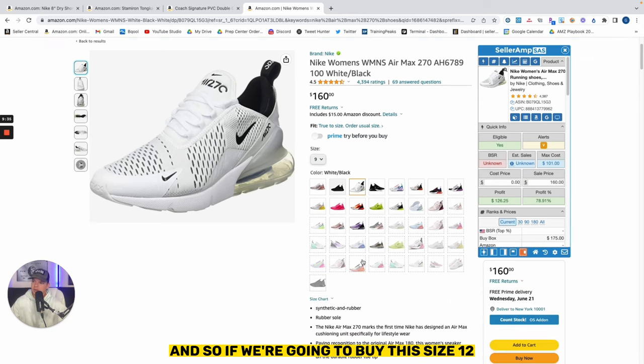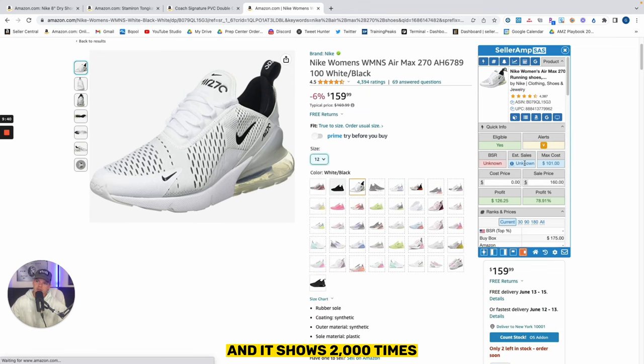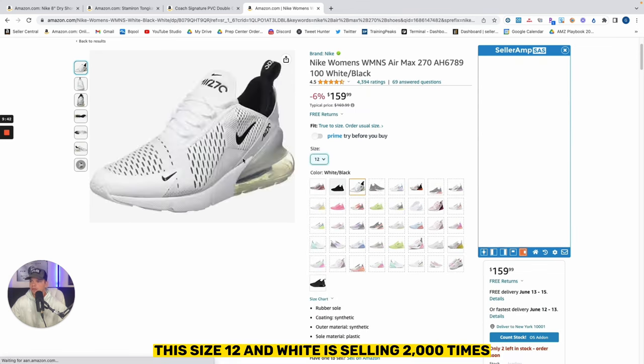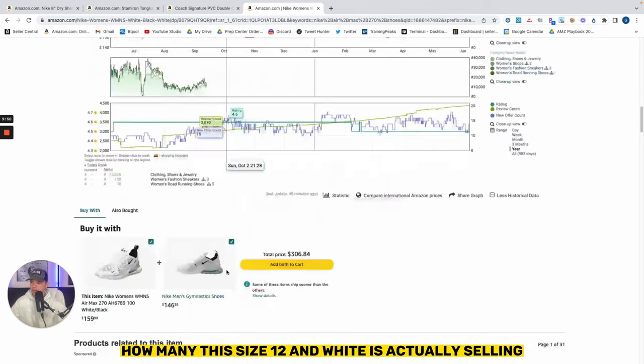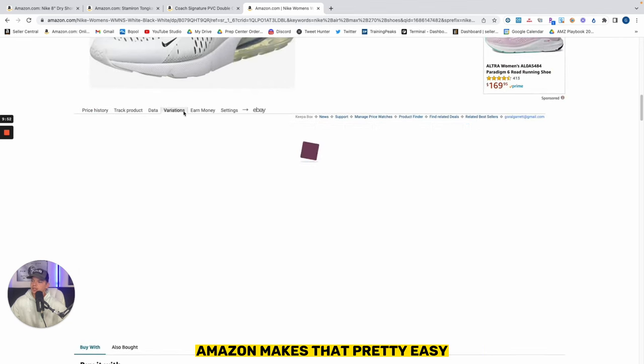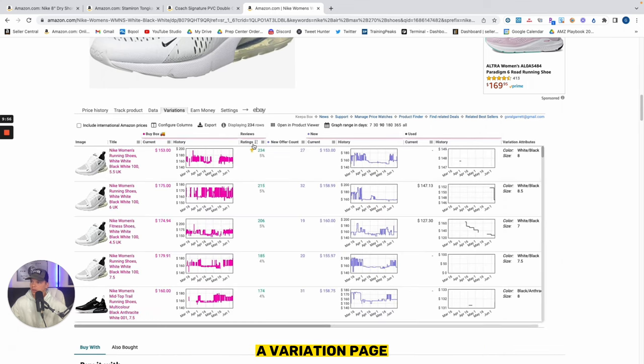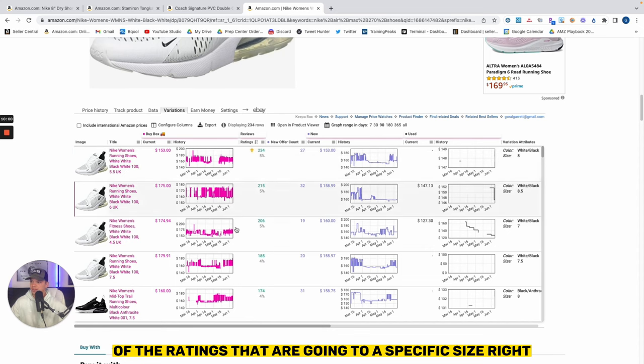And so if we're going to buy this size 12 and it shows 2,000, it doesn't mean this size 12 in white is selling 2,000 times. It means the entire listing is selling 2,000 times. And we need to figure out how many this size 12 in white is actually selling. Amazon makes that pretty easy, right? We can go into the variation listing page and identify the portion of the ratings that are going to a specific size, right?